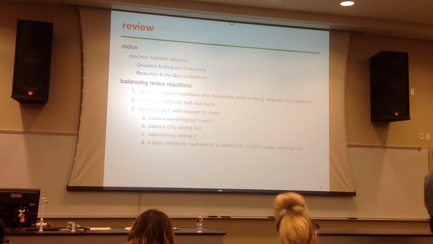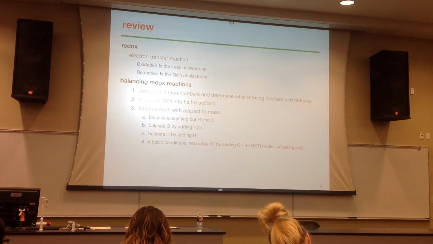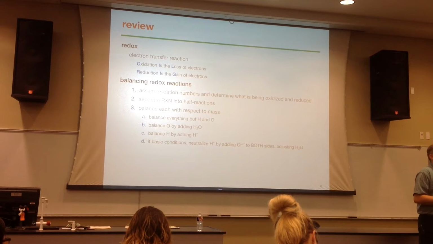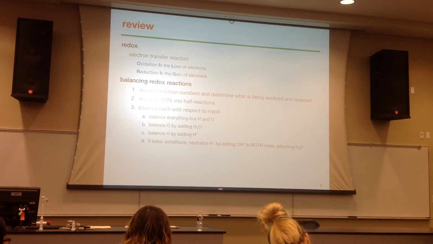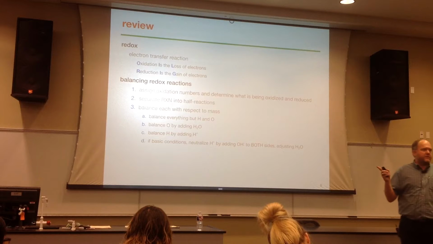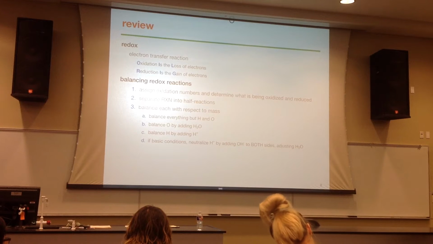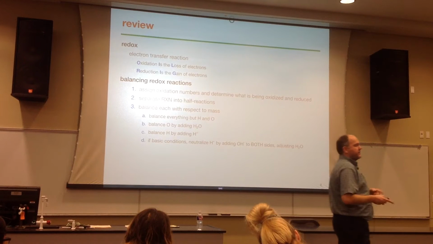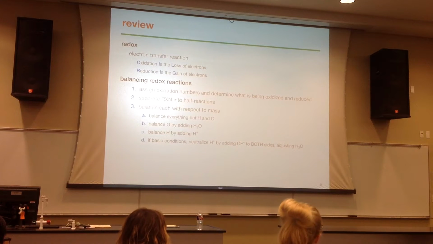Then the last step, if we're in basic conditions, obviously we're going to have more hydroxide than hydronium. Therefore, we're going to neutralize all of the hydronium by adding hydroxide. But we have to add it to both sides of the reaction. Remember, if you do the same thing to both sides of an equation, you're not really doing anything. In this case, we're not changing anything because the H and the O is already balanced. All we're doing now is neutralizing all the excess acid by adding hydroxide. When I add enough hydroxide to neutralize all of the hydronium, I'm going to make a bunch of water, so I need to adjust my waters on both sides.